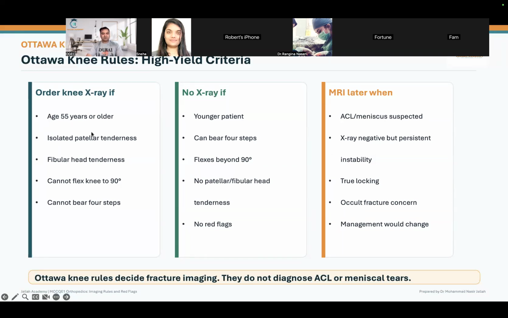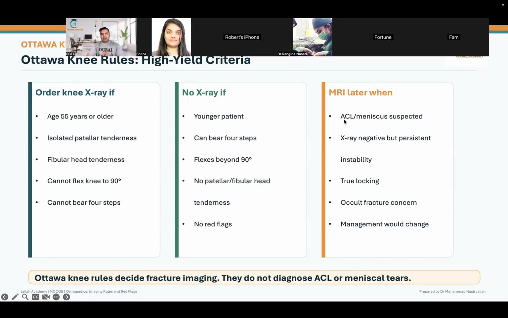If the patient has knee pain with isolated patellar tenderness, X-ray. Fibular head tenderness, X-ray. Cannot flex the knee to 90 degrees, X-ray. Cannot bear weight or take 4 steps, X-ray. No X-ray if the patient is younger than 55, if the patient can bear 4 steps, if the patient can flex beyond 90 degrees, no patellar or fibular head tenderness, no red flag, no X-ray. But if this is the finding, obviously, X-ray.